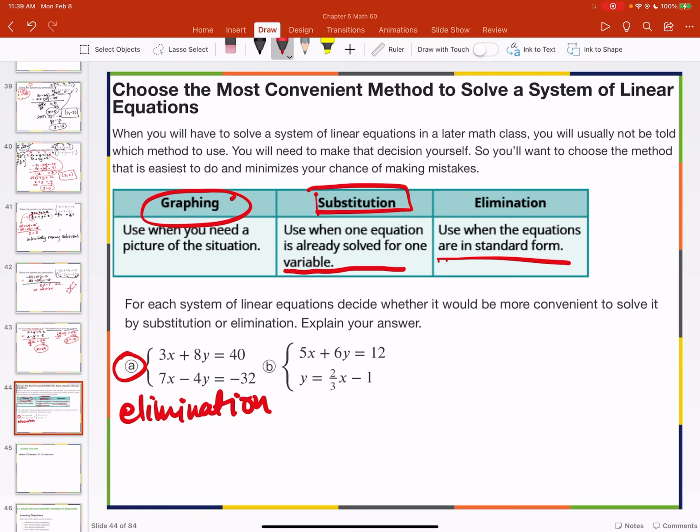So here for B, notice that y is already solved in terms of x, and you could just plug it in. So this one, you could use substitution. Substitution is spelled like this. Okay. All right.